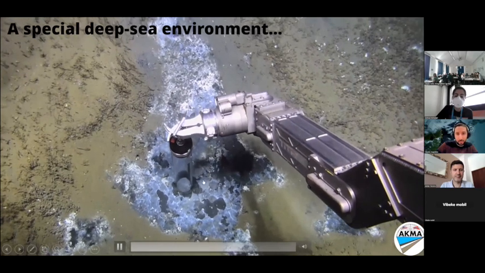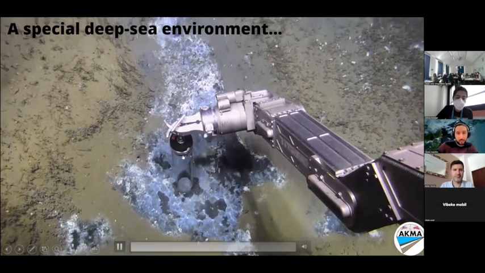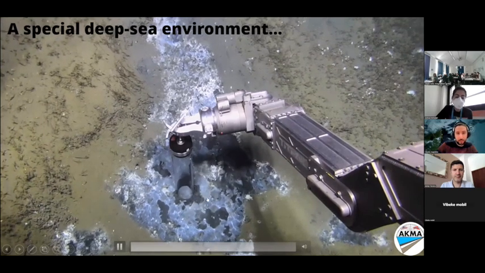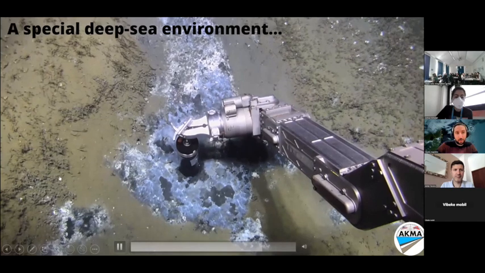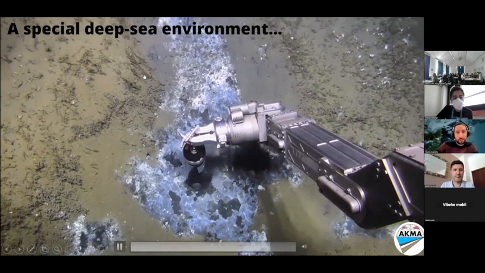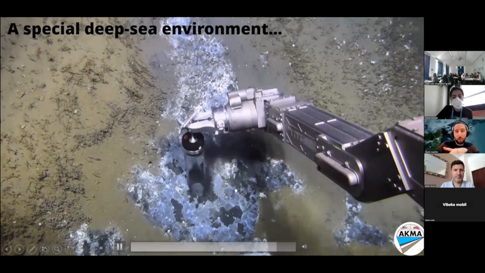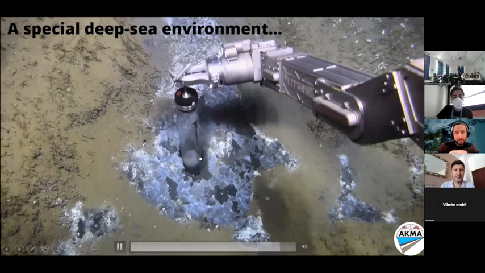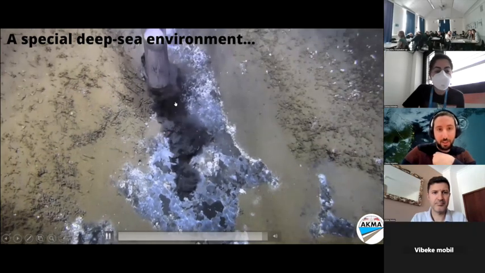You see that there are some flakes moving around when we are doing the coring. So they are very fragile, actually. And we also have some tube worms here, other organisms with long tubes sticking out of the sediment. These are other organisms inhabiting this habitat. You are correct, there is methane. Sometimes we see bubbles of methane escaping the sediment.